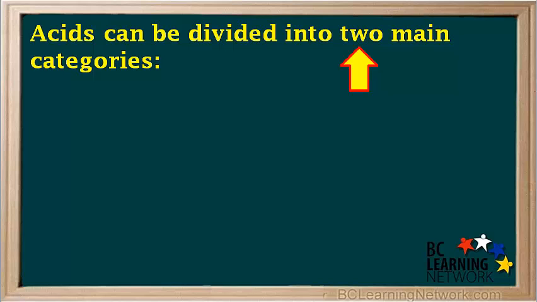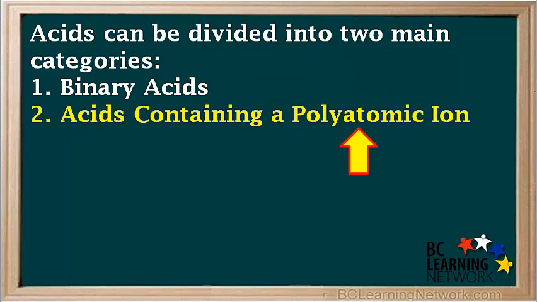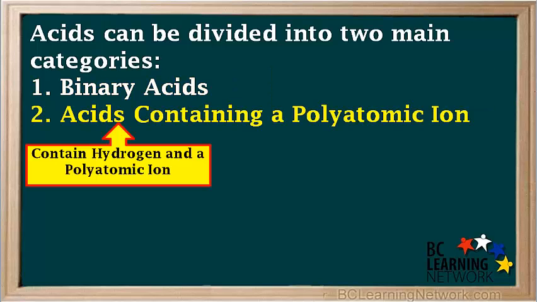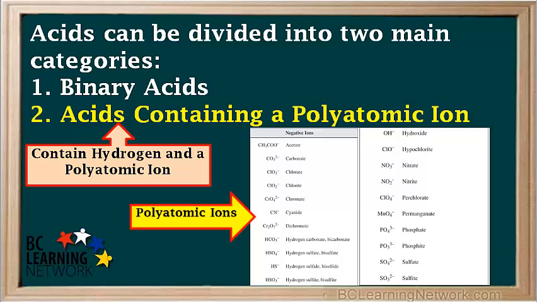Acids can be divided into two main categories: binary acids and acids containing a polyatomic ion. Some textbooks call these ternary acids or oxyacids. We'll just call them acids containing a polyatomic ion. Binary acids are made up of only two elements. One is hydrogen and the other is a nonmetal. The second type contains more than two elements. Hydrogen is one, and the polyatomic ion contains two or more elements. Remember, a list of polyatomic ions and their names is supplied in the Science 10 data booklet.